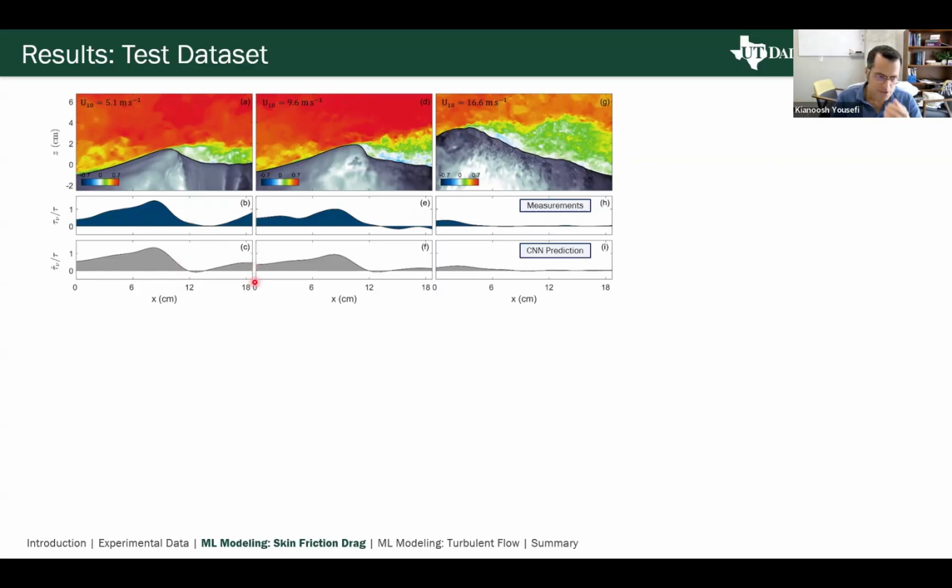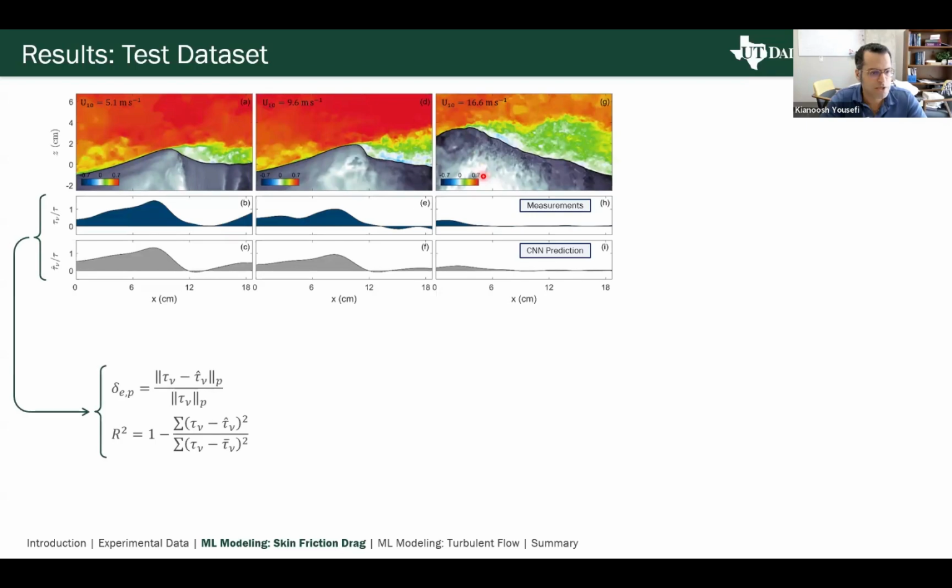And we can see that visually it does a really good job. It can follow the trend very well. It can detect when the viscous stress drops significantly, which can be an indication of airflow separation. Even for the highest wind speed, it can do a good prediction for us.